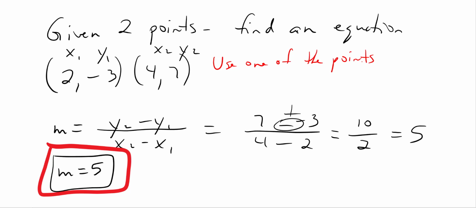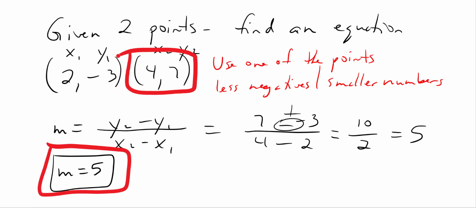And you guys are like, what do you mean by which one's easier? Well, I look at it as the one with the least number of negatives, or smaller numbers. It doesn't matter because you're going to get the exact same answer no matter which one you use. So I'm going to use, it's a little bit bigger numbers, but you have less negatives. So I'm going to use 4, 7. Okay, it doesn't really matter. Let me scroll down here just a little bit.